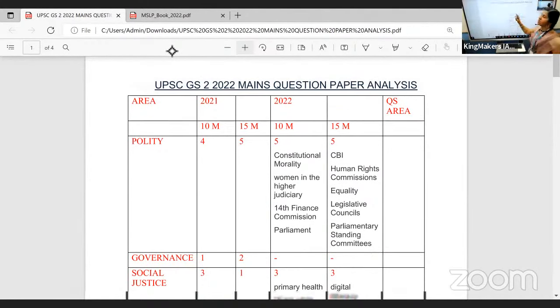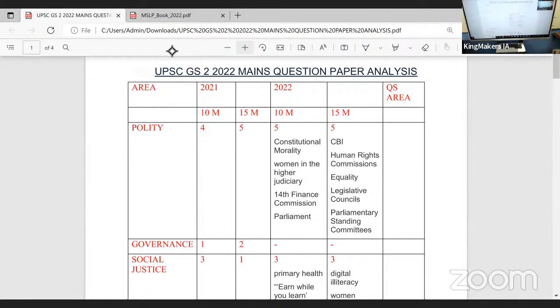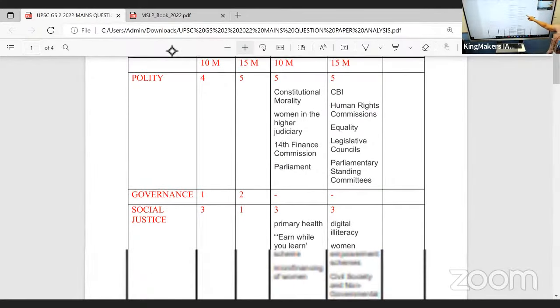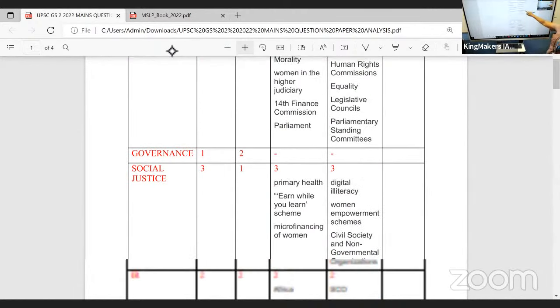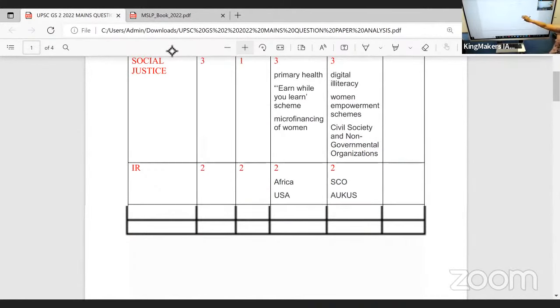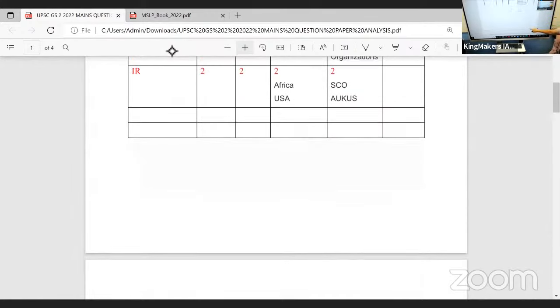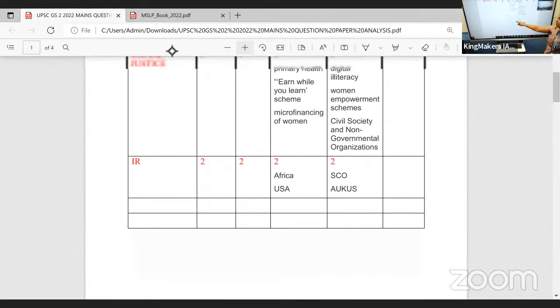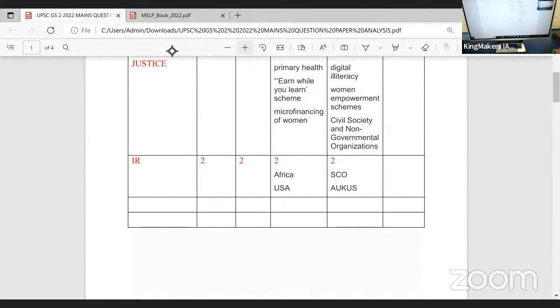Okay, coming to this UPSC GS 2022 question, if you consider the 10 marks, there is a split of polity, governance, social justice and international relations. These are the questions which were asked. See this international relation, there was a question about Africa, USA, SCO and AUKUS. Organization is asked, country relation is asked. Even the country relation need not be with India and USA. It can be asked between USA and Russia, or USA and Russia and Ukraine. There can be a question which is asked.